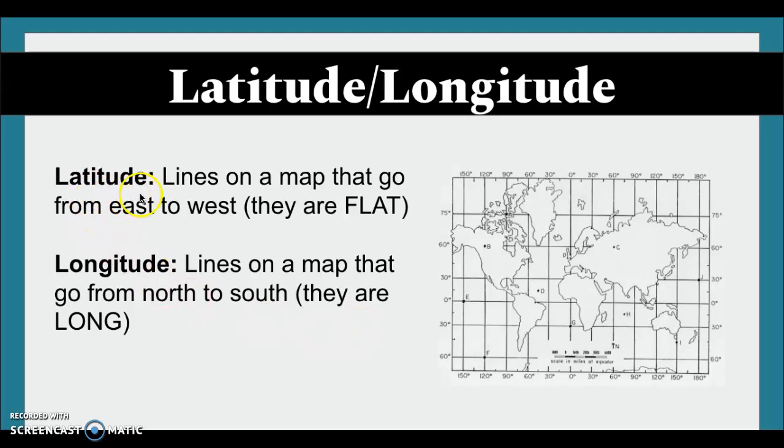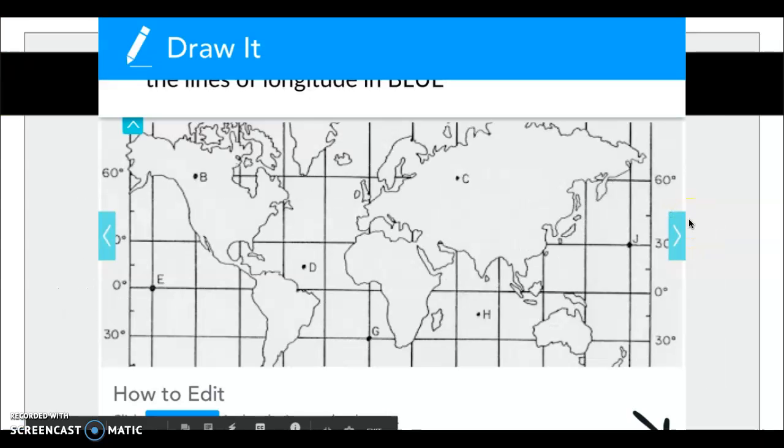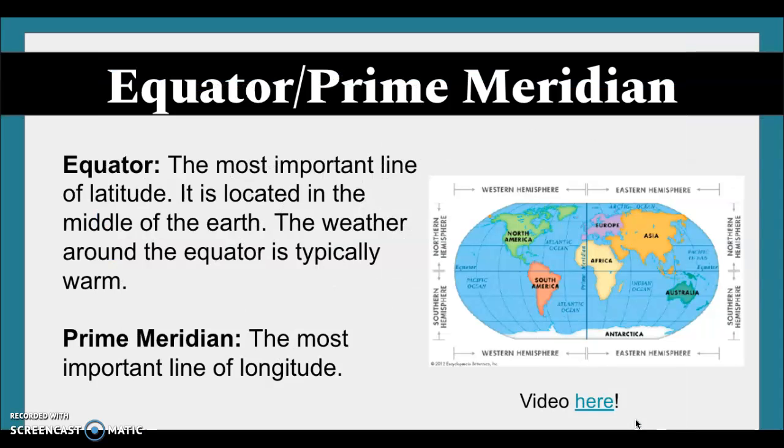Latitude and longitude. Latitude are lines on the map that run from east to west. They are flat. Latitude is flatitude, so they are the lines that are flat on the map. Longitude are lines on the map that go from north to south. They are long. Latitude, flatitude, longitude, long. And here you were to draw the lines of longitude blue and the lines of latitude red. So again, hopefully you did that on your student-led Nearpod.